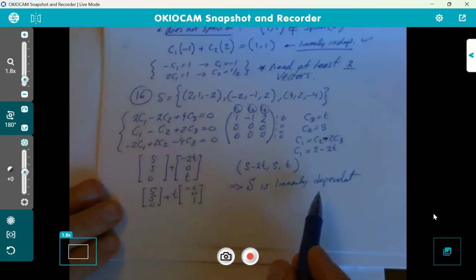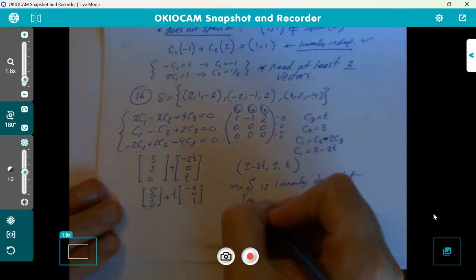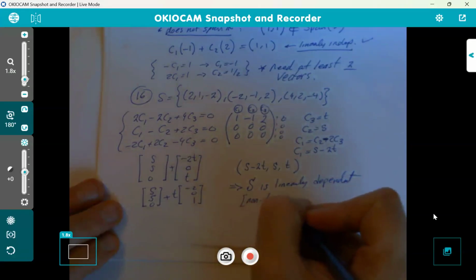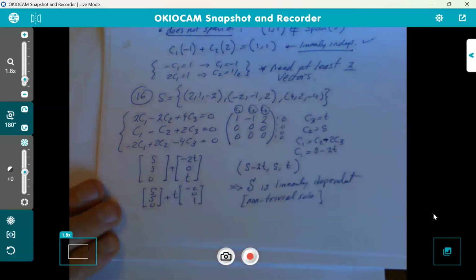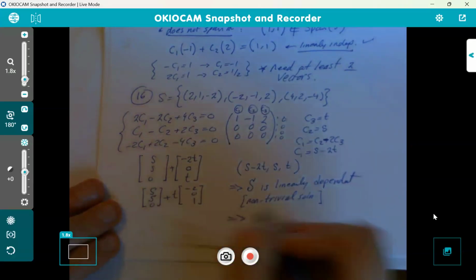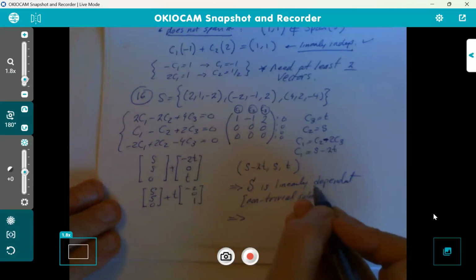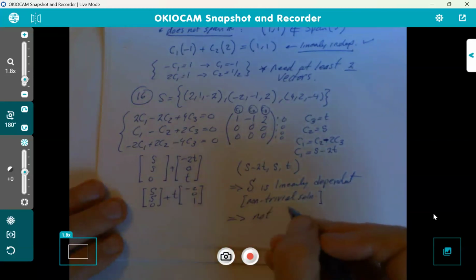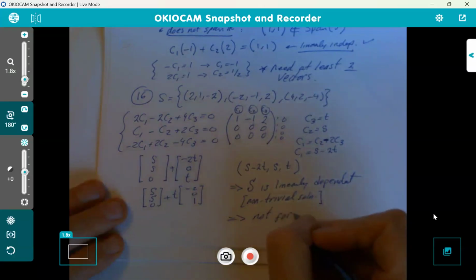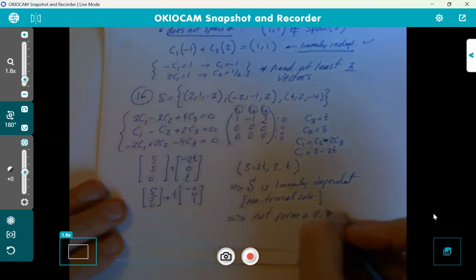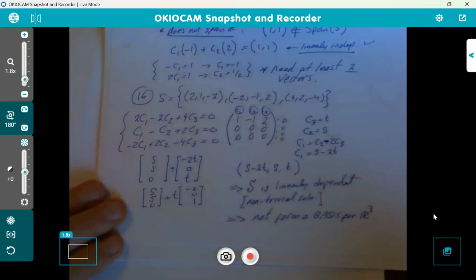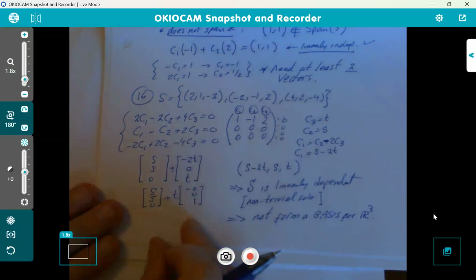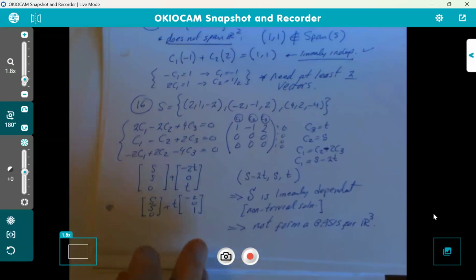S is linearly dependent. Again, that means non-trivial solutions. That's what that means. Okay, therefore, because it's not linearly independent, the set is not, therefore, this one does not form a basis for R3. Okay, and there you have that one.